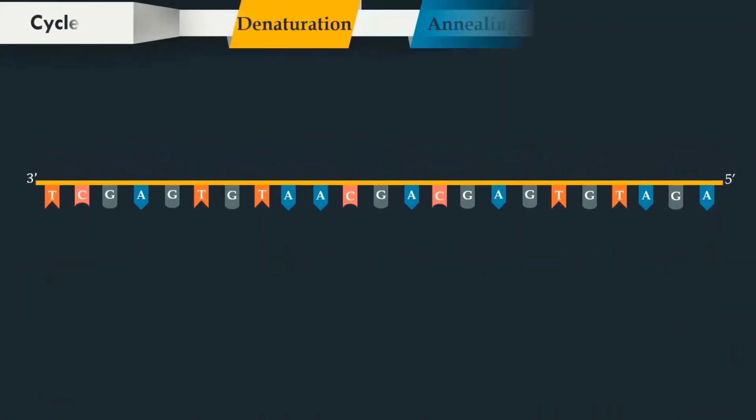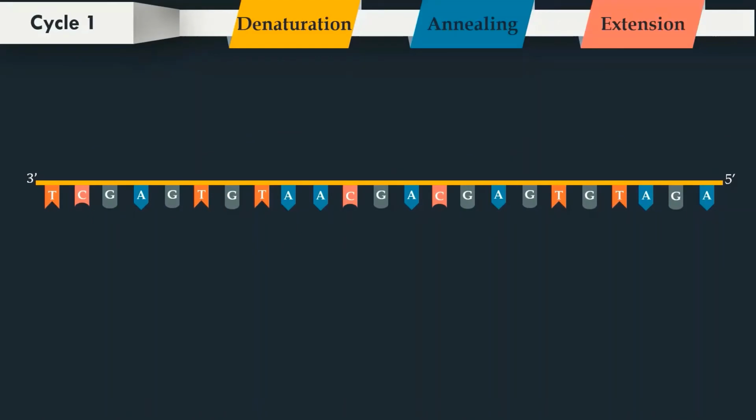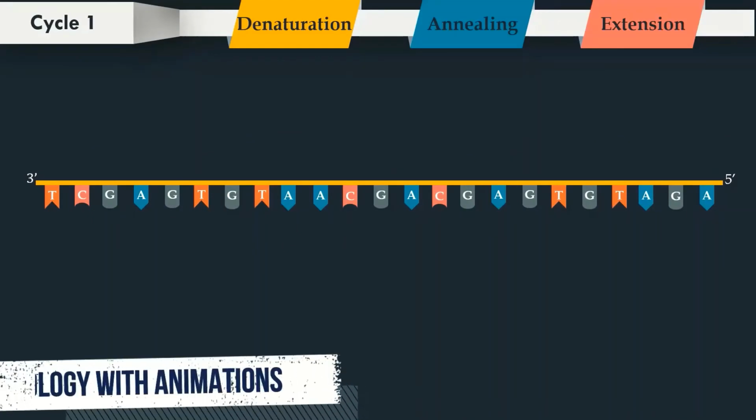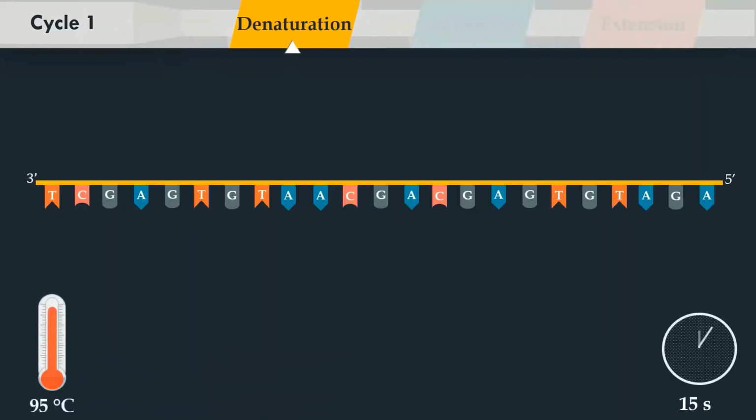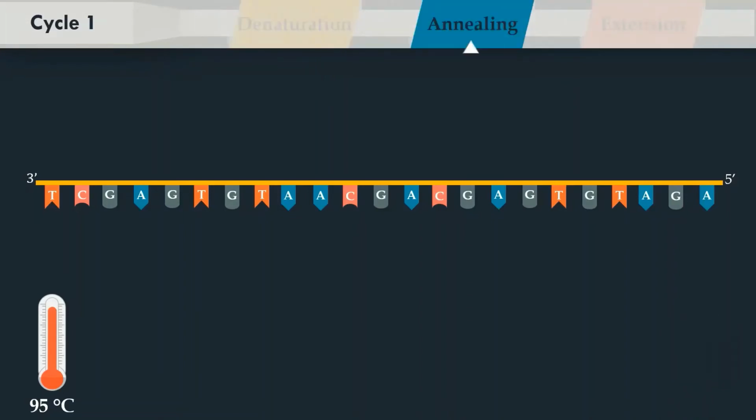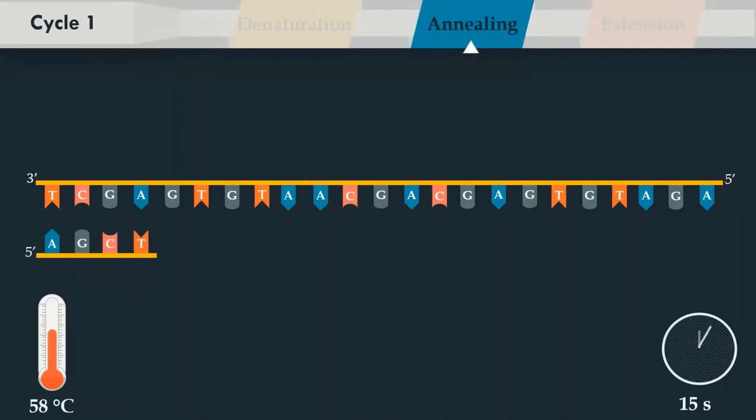PCR consists of a series of thermal cycles, with each cycle consisting of denaturation, annealing, and extension steps. Denaturation step consists of heating the reaction chamber to 95 degrees Celsius, and it is used for denaturation of the double-stranded DNA template. In the next step, the reaction temperature is lowered to 58 degrees Celsius, allowing annealing of the forward primer to its complementary part of the single-stranded DNA template. The annealing temperature relies directly on length and composition of the primers.